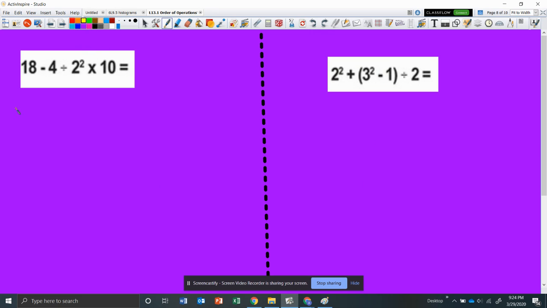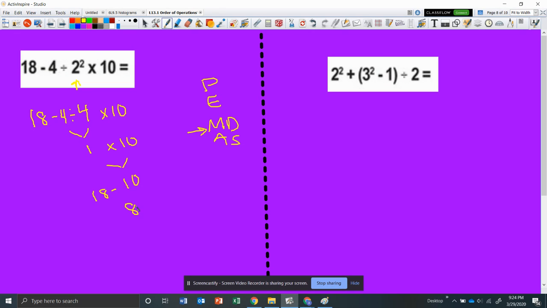No parentheses. Again, let's write this down. Please excuse my dear Aunt Sally. No parentheses, but I got an exponent. This is 4. It's my problem. I'll just write it out. Okay, now we're going to do multiplication and division. Since division comes first, we got to do it first. 1 times 10. And 1 times 10 is 10. And 18 minus 10 is 8.